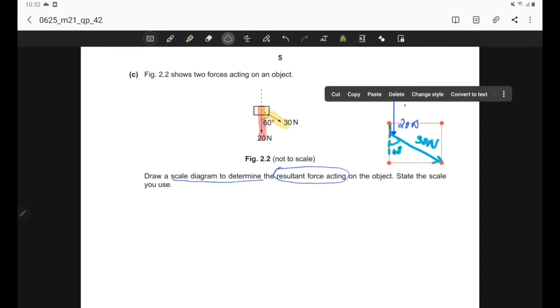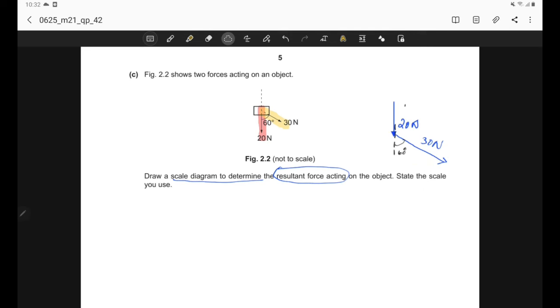you should keep it in a way where the head of the 20 Newton and the tail of the 30 Newton force are connecting together. In such a way you should always draw a vector diagram. So here basically we have two vectors, 20 Newton and 30 Newton, and in order to find the resultant vector we should combine these two vectors.